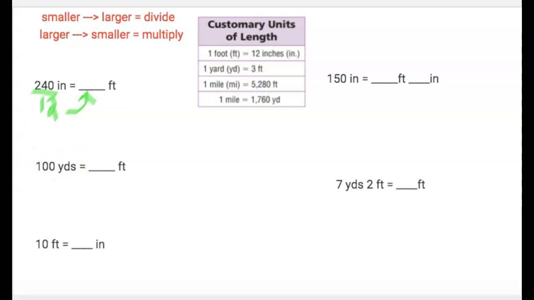Now this one here is interesting because we're going from bigger to smaller. We have 100 yards and we want to figure out how many feet that is. If we go over here, 1 yard equals 3 feet. That means every one of these yards is a group of 3 feet. And remember, if you have a group of something over and over, you're going to multiply. So in order to figure this one out, you're going to have to do 100 times 3, because every yard has 3 feet in it. So you have 3 feet 100 times, and that's how you get that measurement.